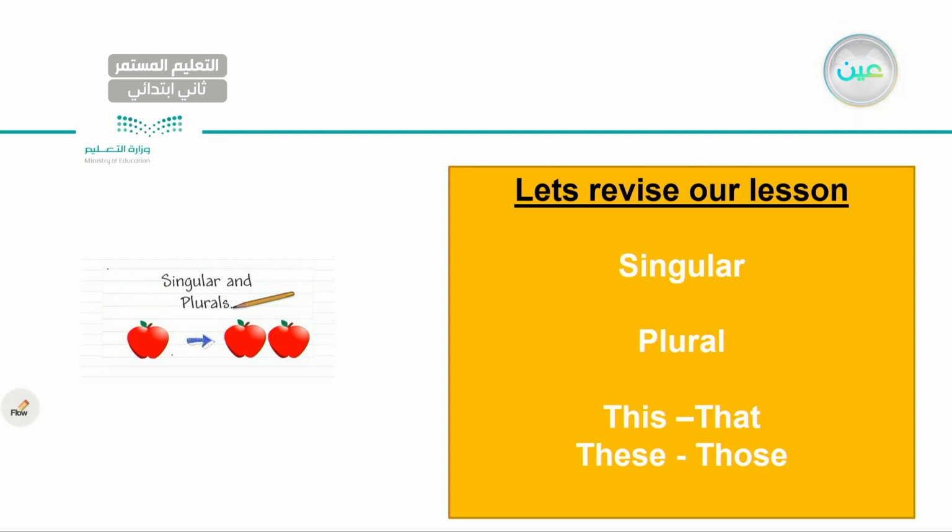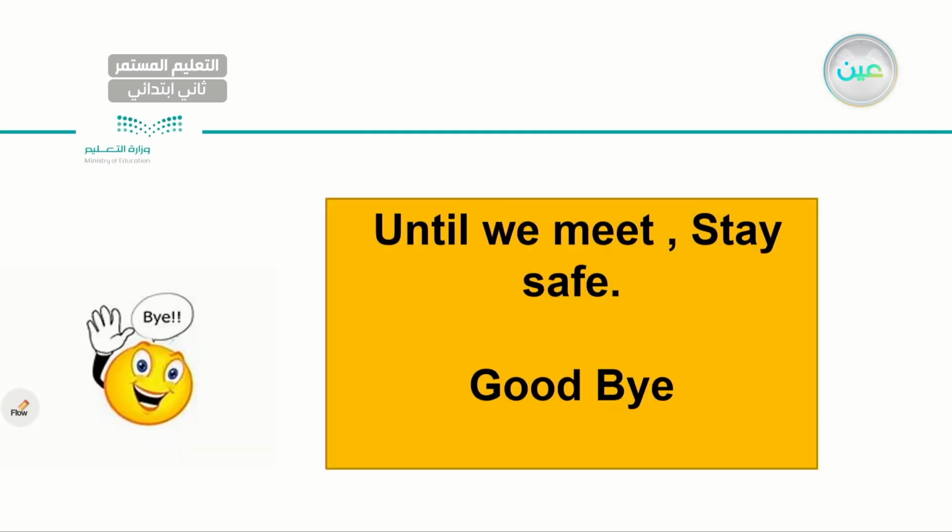So let's try to revise what we have learned in our activities or enrichment activities, my dear student. We differentiate between singular and plural, giving more examples. Also, we were able to use this, that, these, and those, the demonstrative pronouns. So if we are referring to a singular item, we will use this or that. But if we are referring to plural items, we will be using these and those.